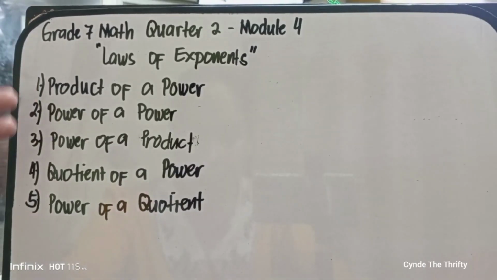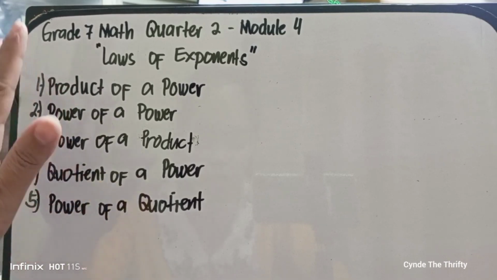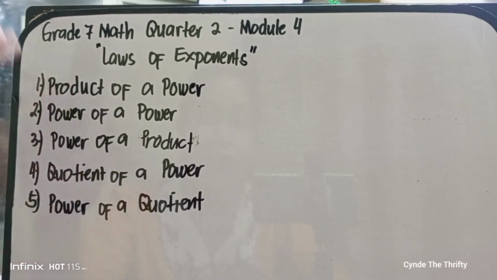Laws of exponents. Exponents follow certain rules that help in simplifying exponential expression, which are also called its power. So meron tayong 5 laws. So ang first law natin is product of a power, second, power of a power, third, power of a product, fourth, quotient of a power, fifth is power of a quotient. So iisa-isahin natin itong law na ito para maintindihan natin.